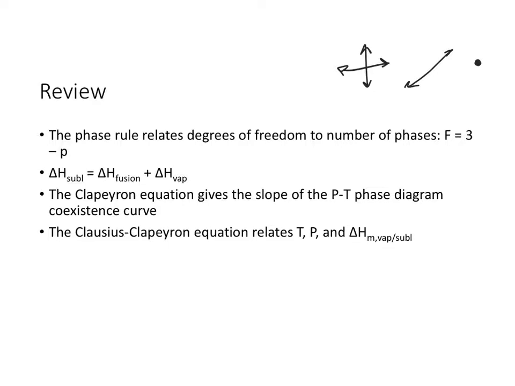Okay, we saw how the enthalpy of sublimation is equal to the enthalpy of melting, fusion, plus the enthalpy of vaporization. The Clapeyron equation gave us the slope of those coexistence curves in the PT phase diagram. And the Clausius-Clapeyron equation allows us to find the vapor pressure based on that slope. And it relates the vapor pressure to the temperature as well as to the enthalpy of vaporization.